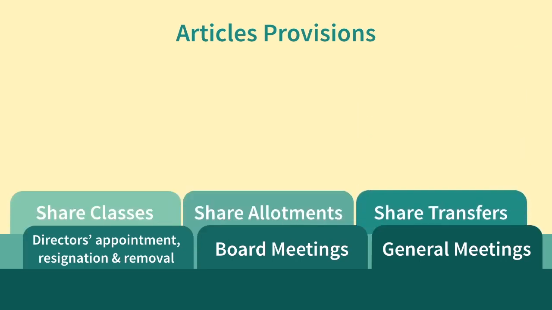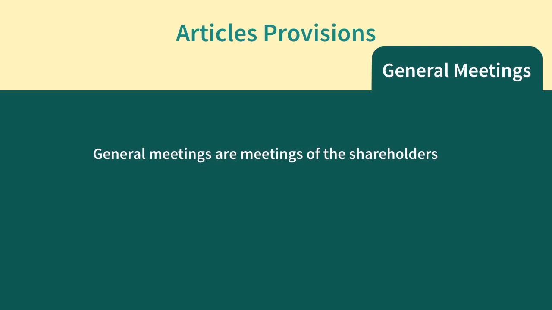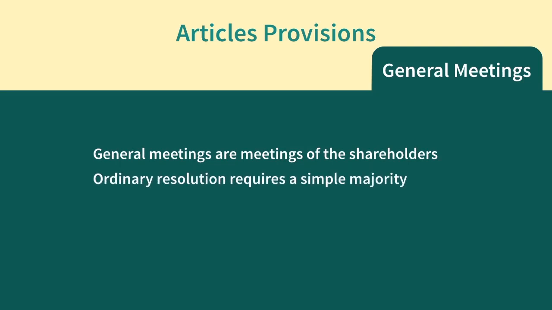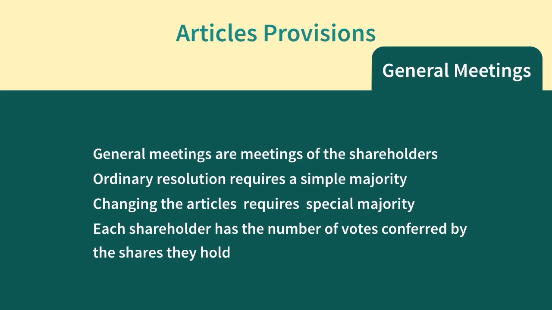Articles Provisions on General Meetings. Where the most important decisions are made. Most decisions are made by passing an ordinary resolution, which requires just a simple majority of those who vote. Some decisions, for example, to alter the articles, require a special resolution, which has to be passed by a 3/4 majority of those who vote. At this meeting, each shareholder has the number of votes conferred by the shares they hold, usually 1 vote per share.